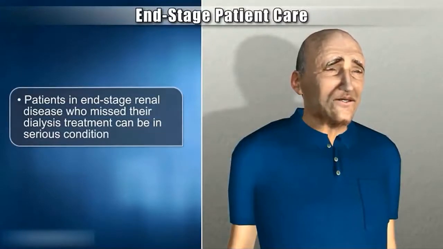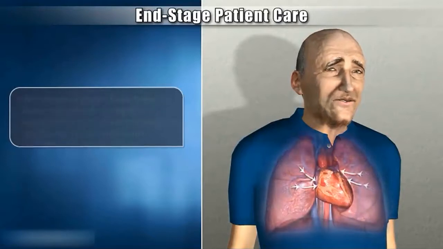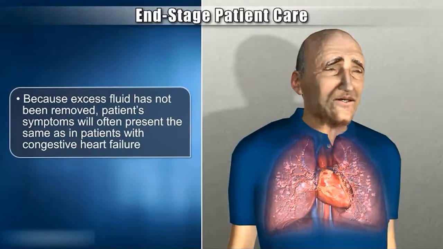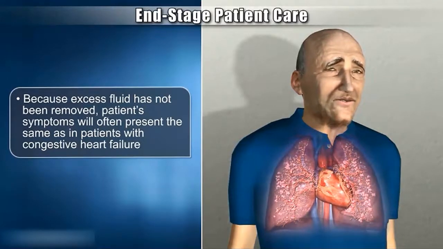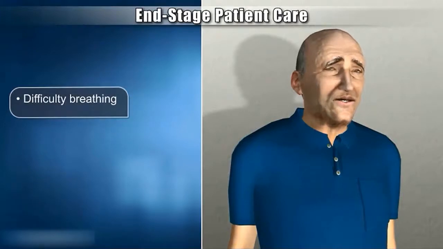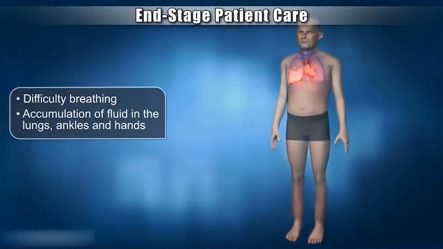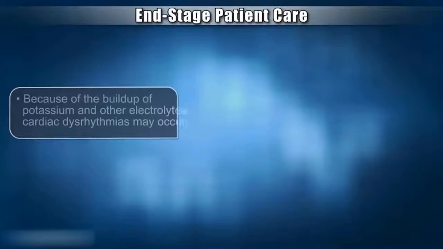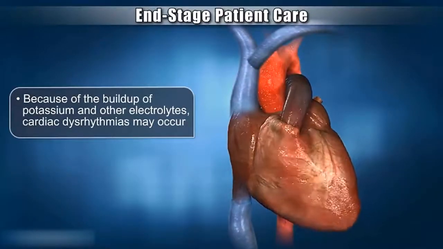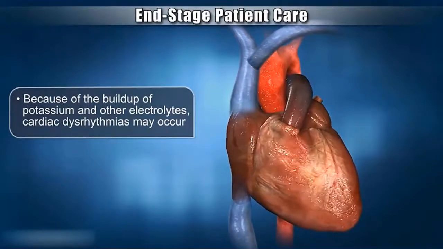Patients in end-stage renal disease who miss their dialysis treatment can be in serious condition. Because excess fluid has not been removed, patients' symptoms will often present the same as in patients with congestive heart failure. The symptoms may include difficulty breathing, accumulation of fluid in the lungs, ankles, and hands. Also, because of the buildup of potassium and other electrolytes, cardiac dysrhythmias may occur.